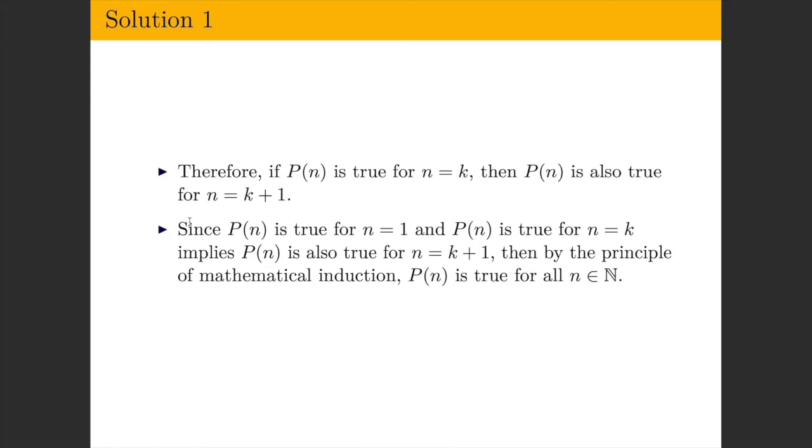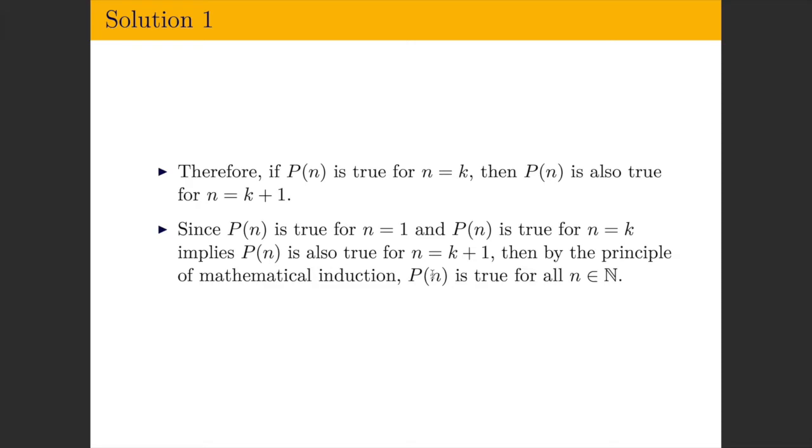Now, here is the final statement that puts the cherry on top of the proof. What we are to say is, since P of n is true for n is equal to 1, and P of n is true for n is equal to k implies P of n is true for n is equal to k plus 1, then by the principle of mathematical induction, P of n is true for all n in the natural numbers. This is the beauty of mathematical induction.